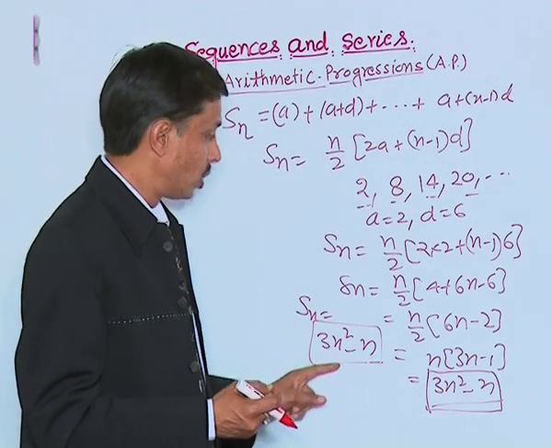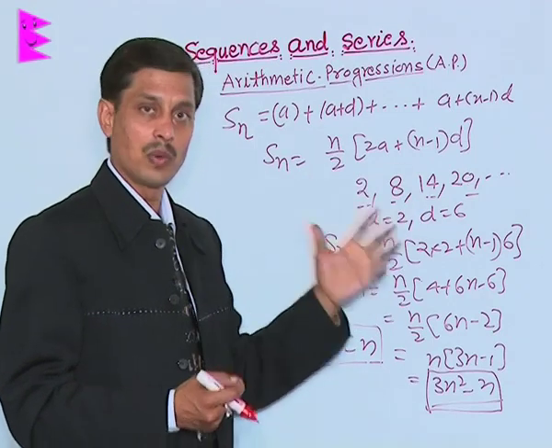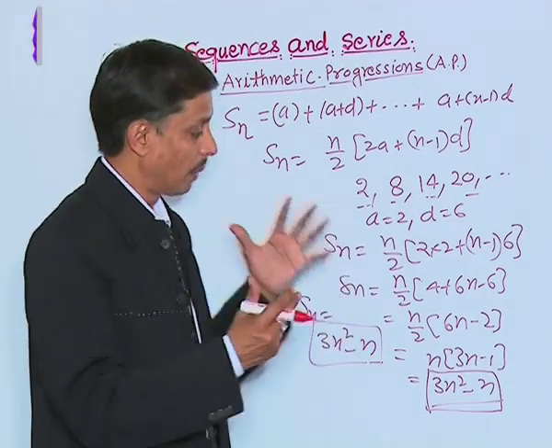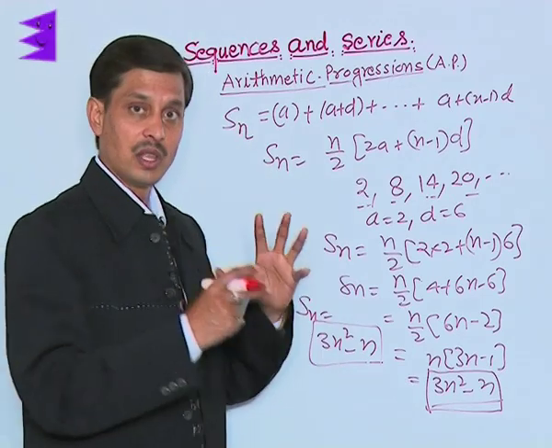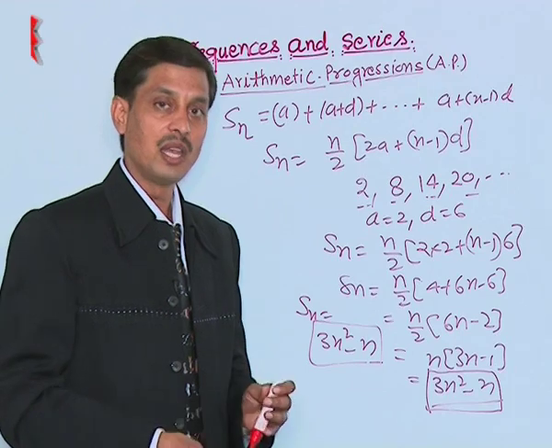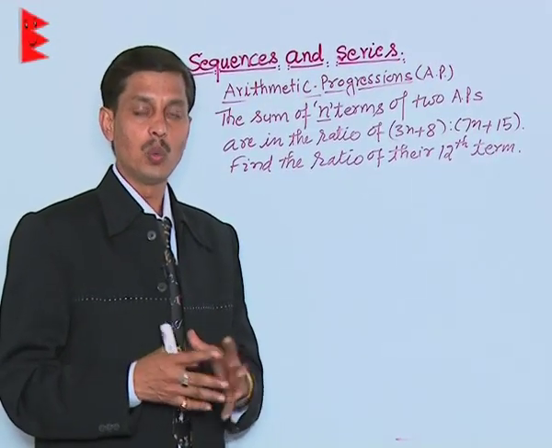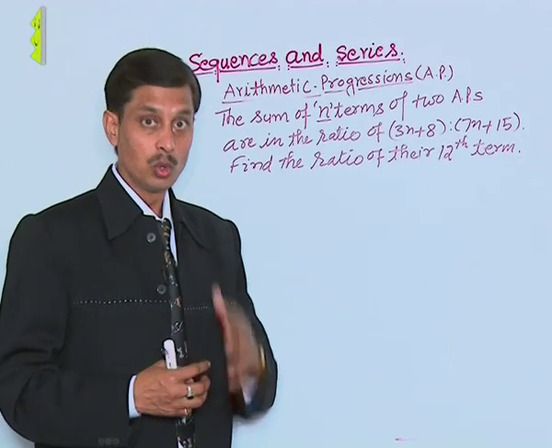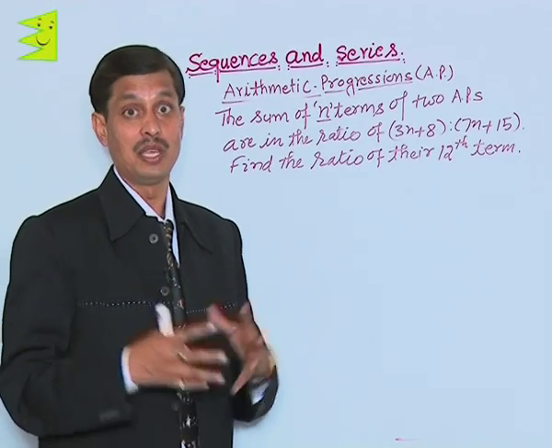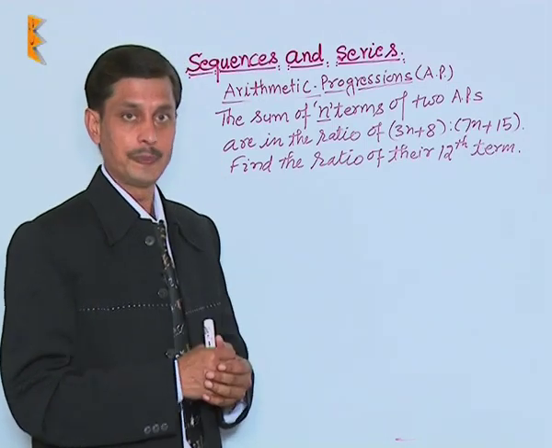Similarly, you can put 3, you will get sum of 3 terms. You will put 4, you will get sum of first 4 terms. So these are the applications and informations about the sum of n terms of any arithmetic progression. Now I am explaining you very important, useful and different type of example based on the Sn.